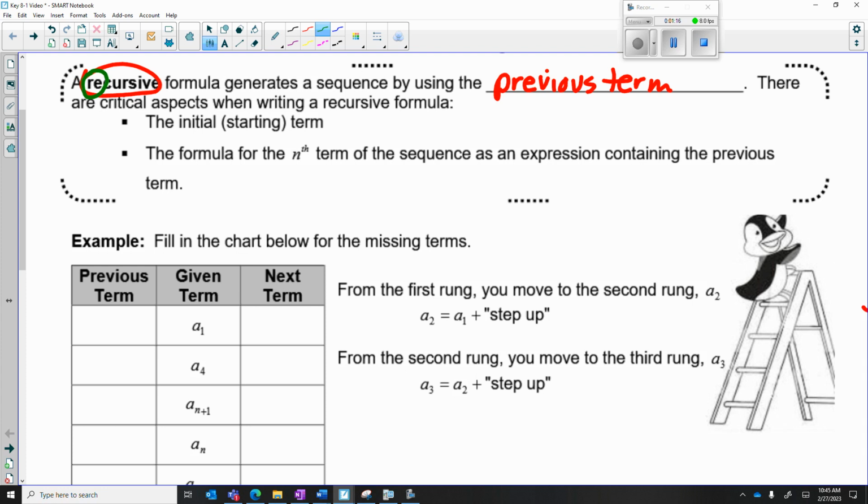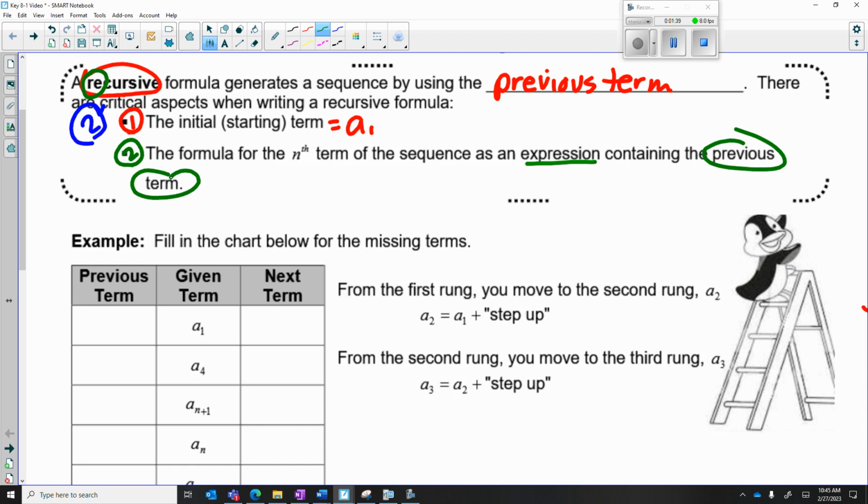So there are two parts of the recursive formula. You need, first of all, the initial term, which is your starting term. That's called a sub 1. And then you also need part 2, a formula using some kind of expression that involves the previous term. You're going to see it right now.